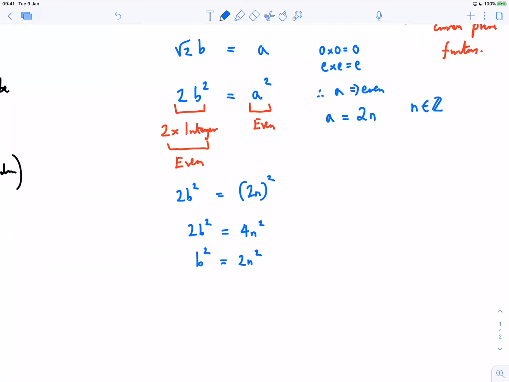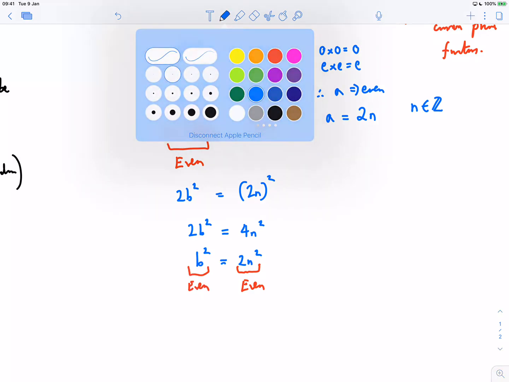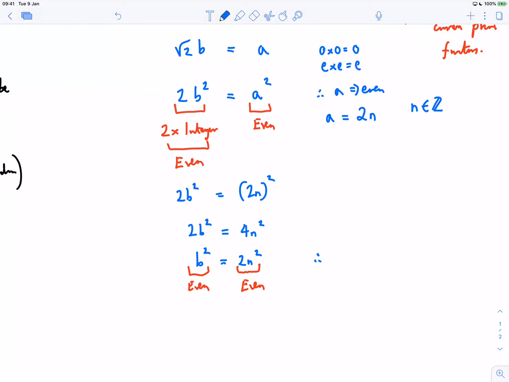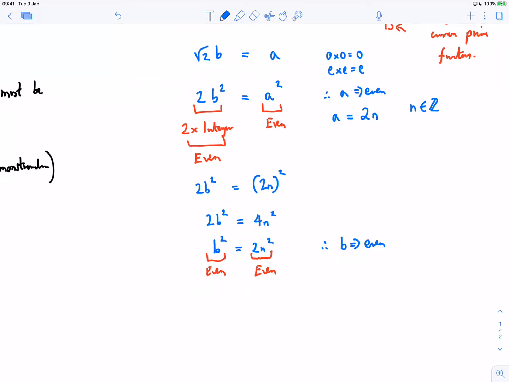And now look what happens. Now we've got a similar argument, but this time it's on the other side. If n is an integer, n squared is an integer, but 2 times an integer means that the right-hand side is even, which means the left side is even as well, which means we can deduce from that that therefore b is even. But look, there is a contradiction.